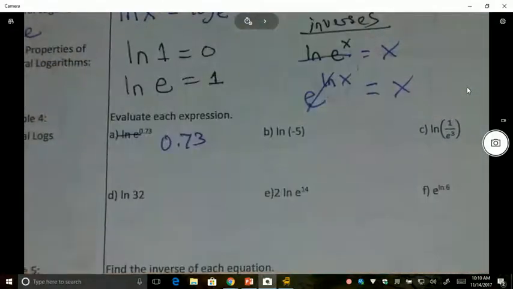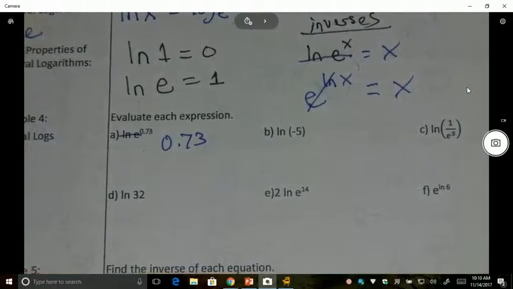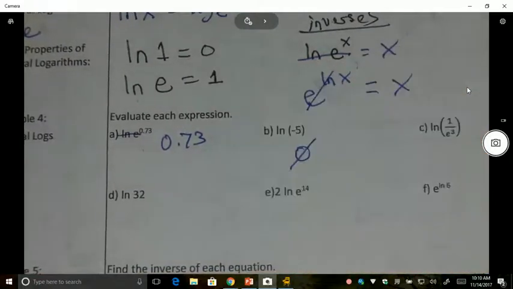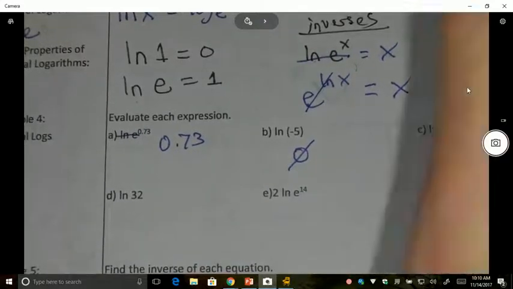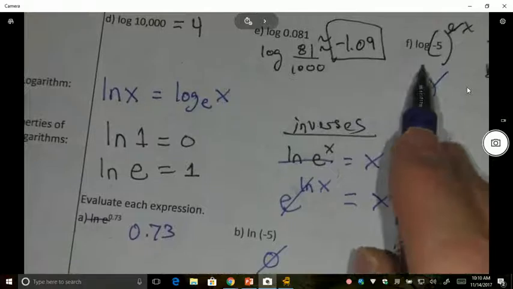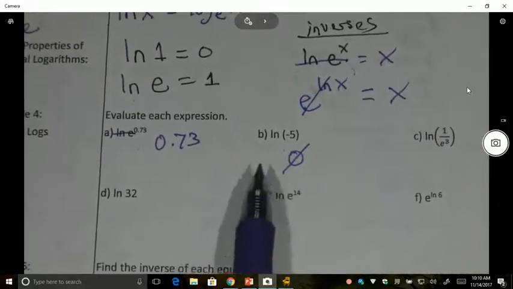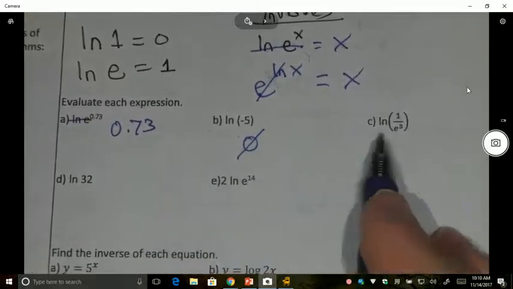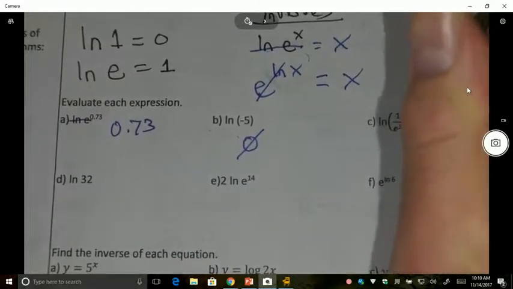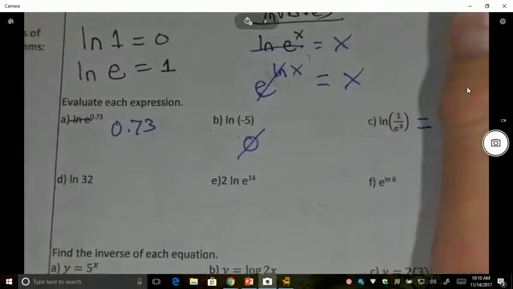They're inverses, this exponential and this logarithm, so they undo each other. What about letter B? Not going to work. Not possible. Oh, by the way, I should have said that for F too. There's no solution for that one because you can't do the natural log of a negative number.